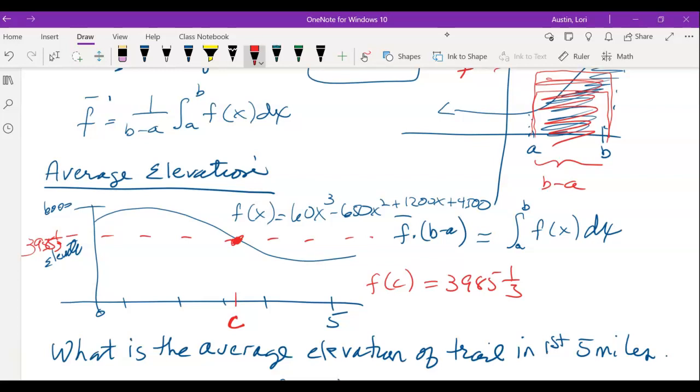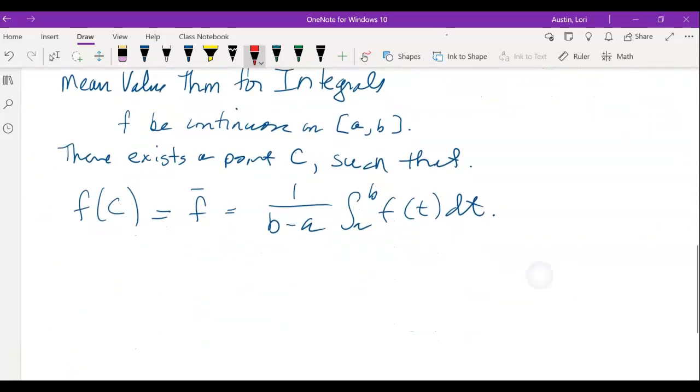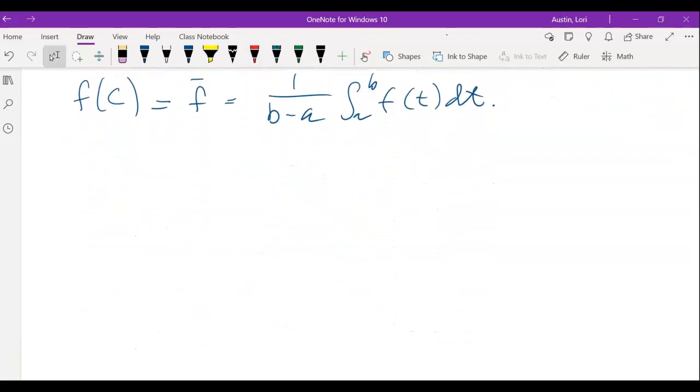But I wanted to finish off 5.3, and that is your mean value theorem for integrals. I'm going to get into what is probably one of the most important things you'll do as you continue with integration, moving past Calc 1. And that's 5.5, which is the substitution rule.